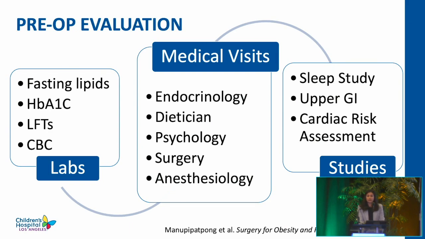The surgeons request that an upper GI be performed just to look for any anatomical abnormalities that may preclude them from having surgery. And then finally, we perform a cardiac risk assessment, which is essentially a series of about a dozen questions based on the American Academy of Pediatrics Youth Sudden Cardiac Risk Assessment Screening Tool. And if they answer positively to any of these questions, they're referred to cardiology, and then cardiology determines whether further workup with an echo, an EKG, or Holter is warranted.